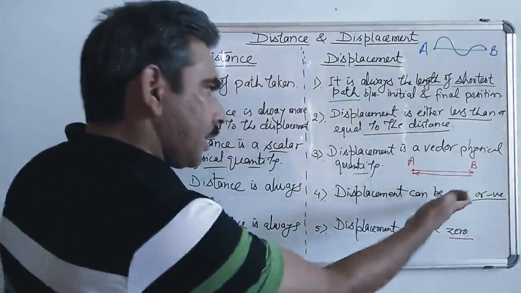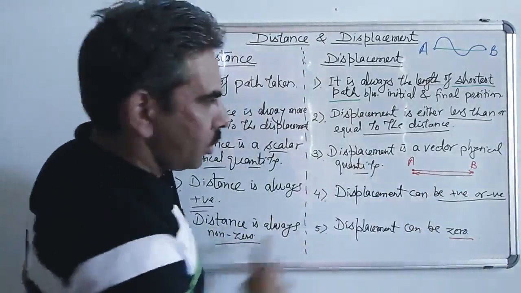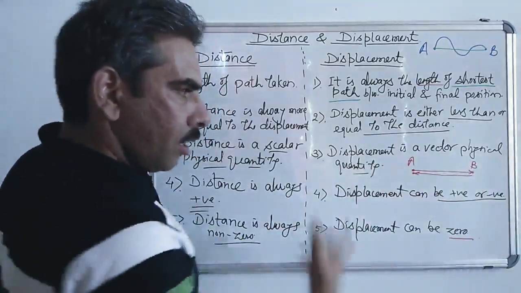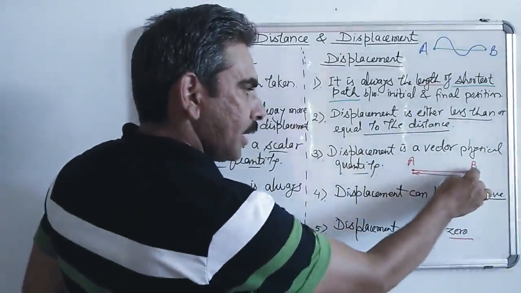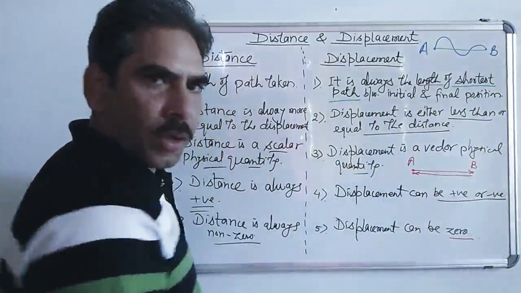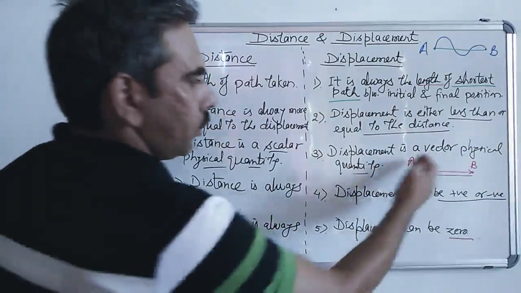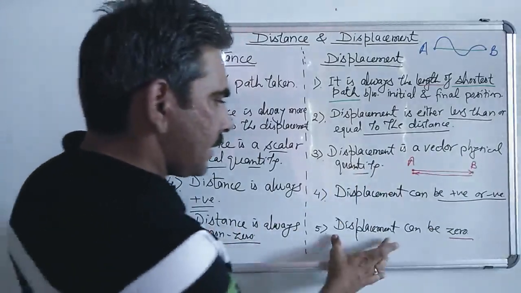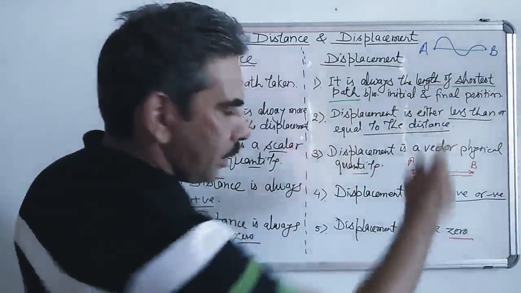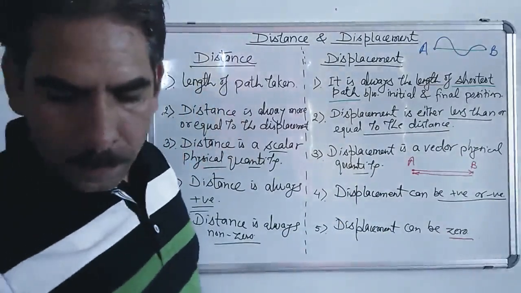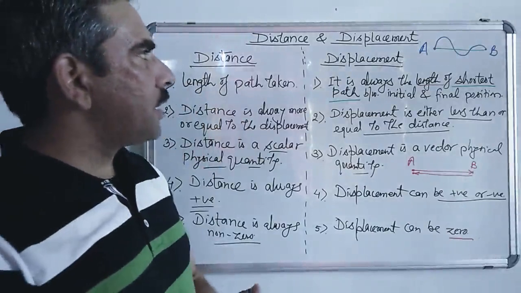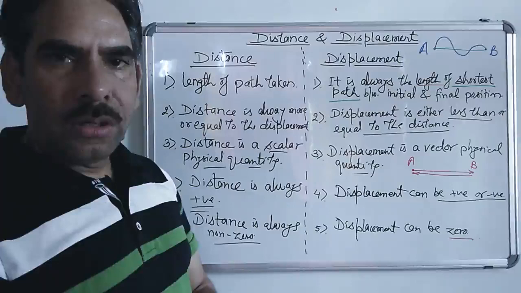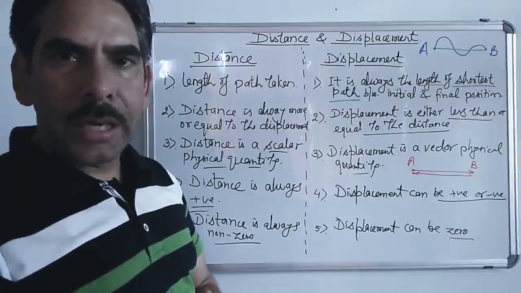Whereas in the same journey, the distance has attained a non-zero value, because distance is nothing but the length traveled or covered. It moves from A to B, plus B to A, so it has a total value, which is the sum of both lengths. Therefore distance is always non-zero, whereas displacement can be zero, positive or negative. So this is about the difference between distance and displacement. That's all for now. In our next video, we will talk about speed and velocity.